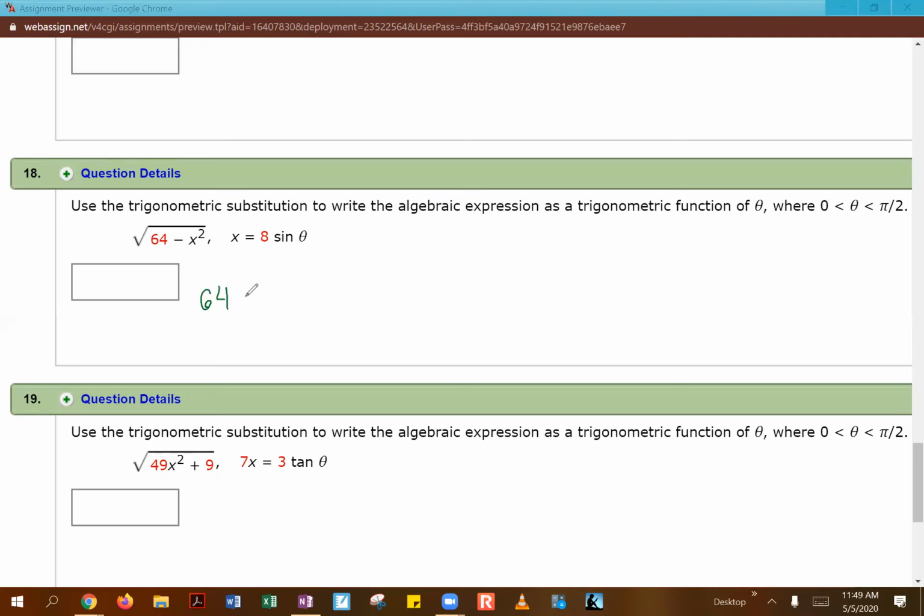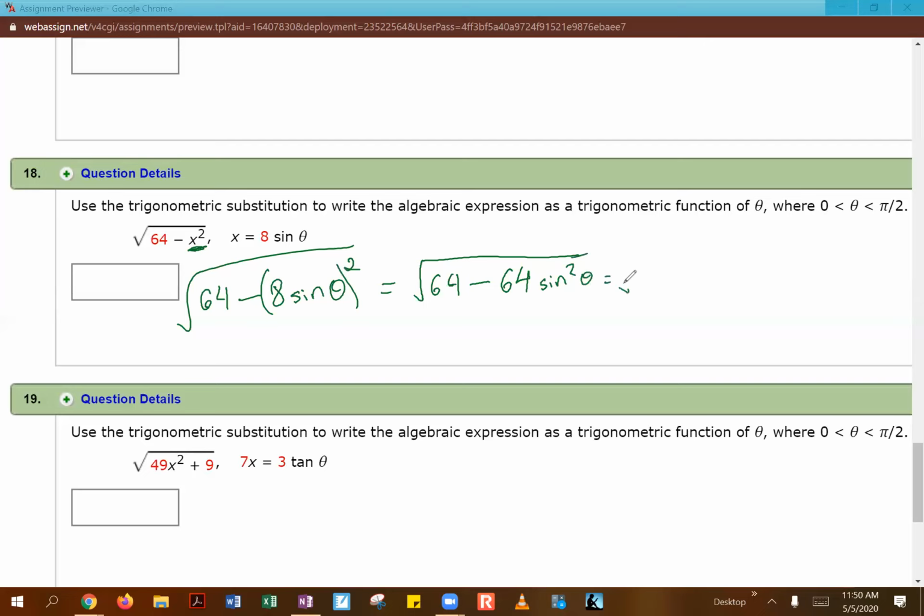64 minus 8 sine theta all under the square root. Okay, and what happens with the 8 sine theta? Because you've got x squared here, right? Yeah. So shouldn't this guy be squared also? Mm-hmm. Does it turn to 64? And then the sine becomes sine squared theta? Yeah, very good. You will get 8 squared, which is 64, and that will make it sine squared theta. And then what happens?